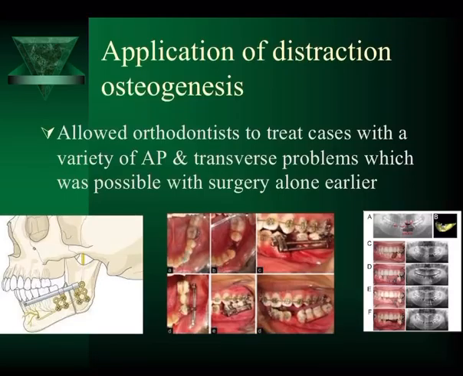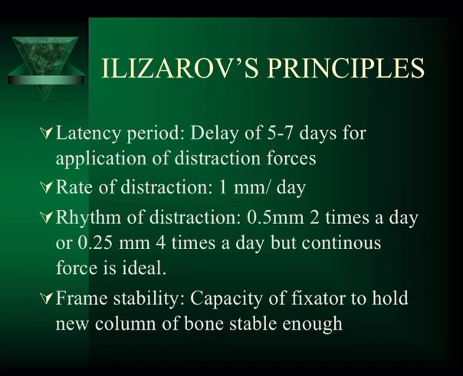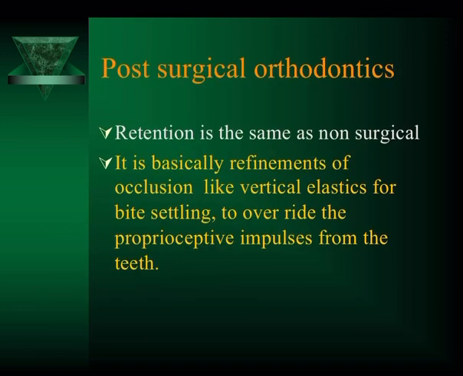Application of distraction osteogenesis allows orthodontists to treat cases with a variety of anteroposterior and transverse problems, which was not possible with surgery alone earlier. Ilizarov's principles include a latency period: there is a delay of 5 to 7 days before application of distraction forces. The rate of distraction is 1 millimeter per day. Rhythm of distraction is 0.5 mm 2 times a day or 0.25 mm 4 times a day, but continuous force is ideal. Frame stability: the capacity of the fixator to hold the new column of bone should be stable enough.